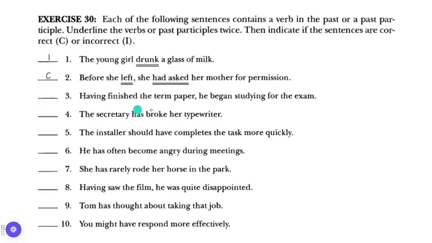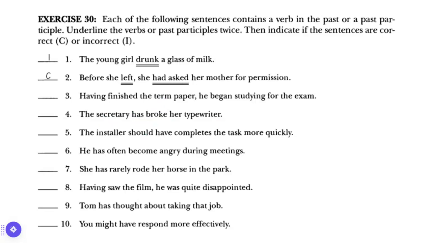Having finished the term paper, he began studying for the exam. Yes, this sentence is correct. The secretary has broke her typewriter. This is incorrect. It should be broken, has broken, and no has broke. The installer should have completes the task more quickly. It should be should have completed.